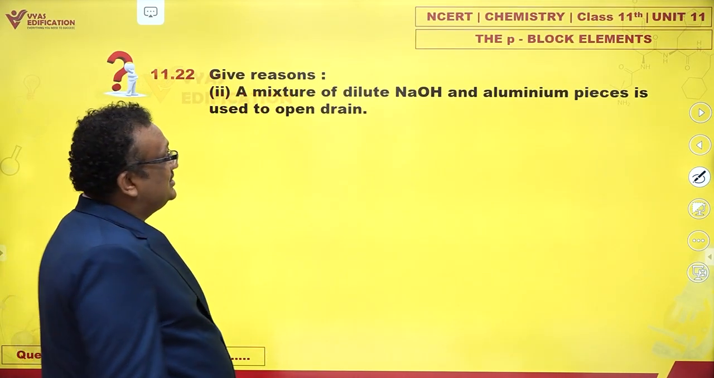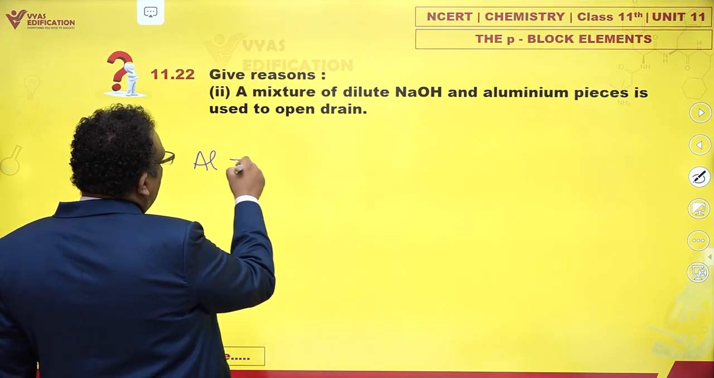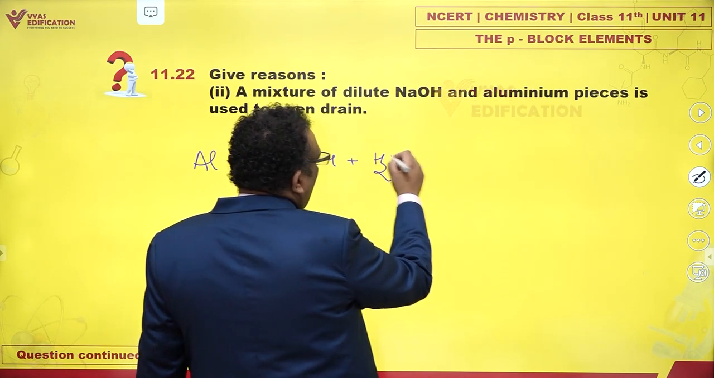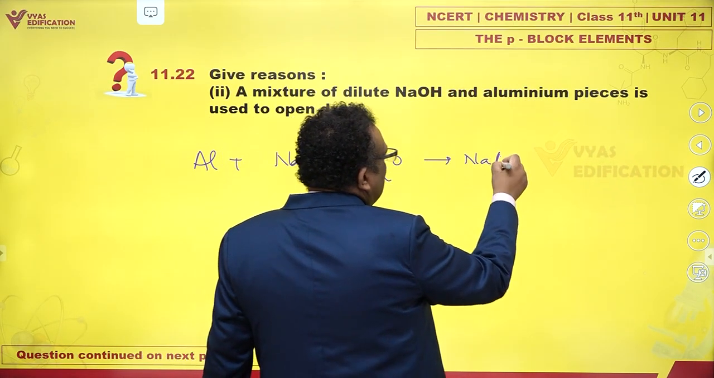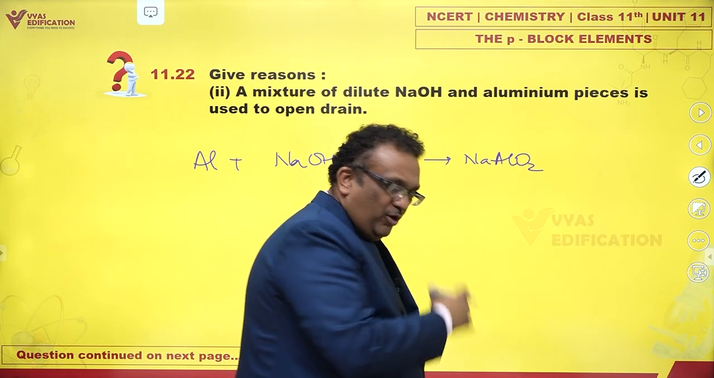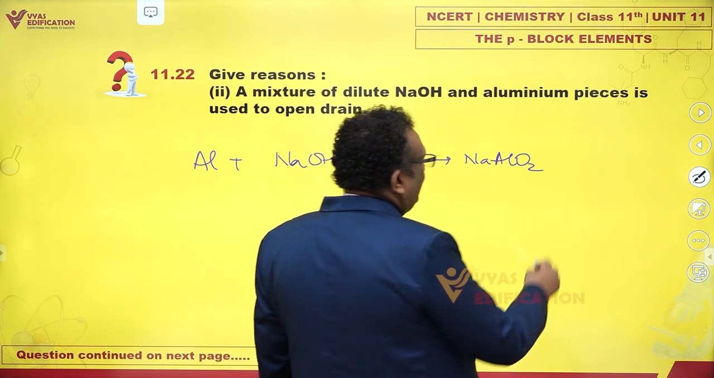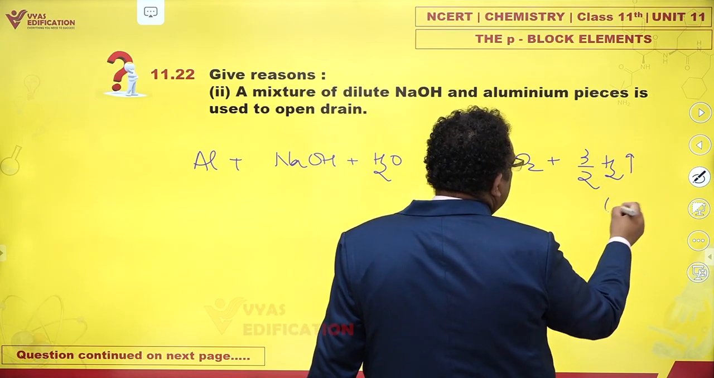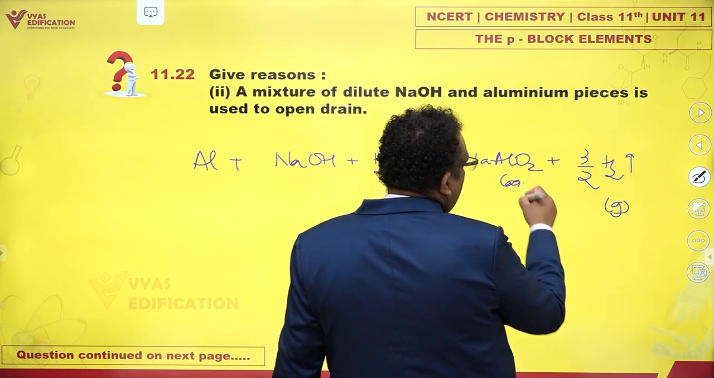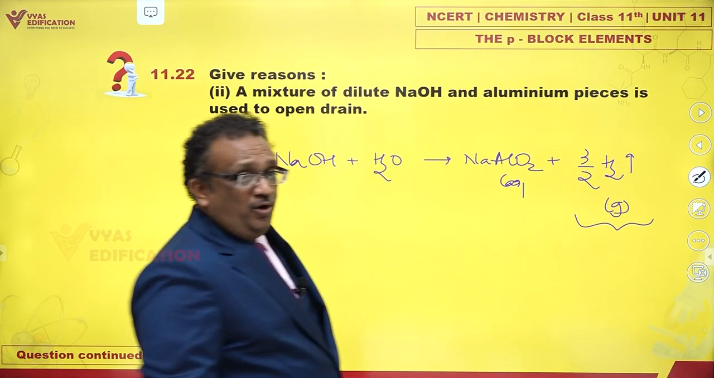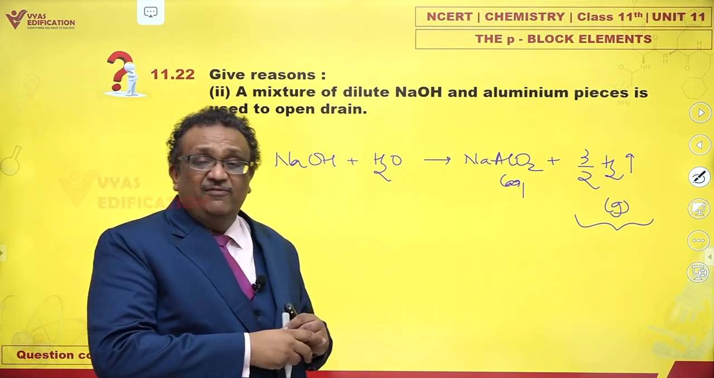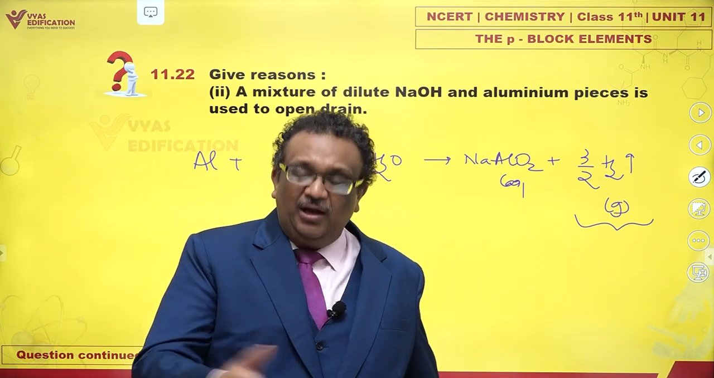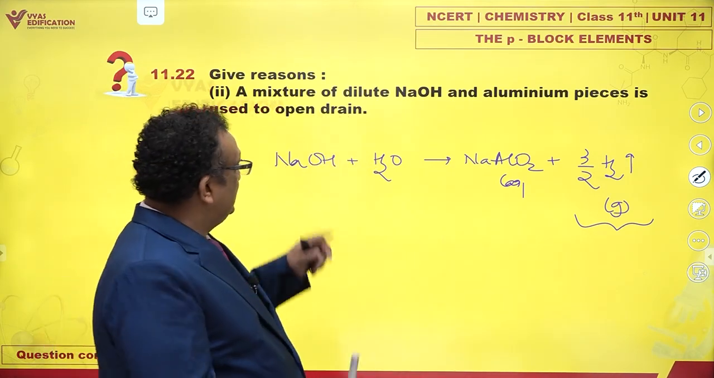So what happens is, if you take aluminium and add dilute NaOH, something wonderful happens. Slowly, as they are washed down the drain, they react. And when they react, they release hydrogen gas. First of all, NaOH itself is capable of reacting with any remaining oil or grease. So it can cut through oil and grease, and that helps.